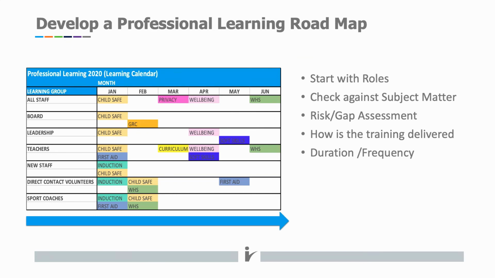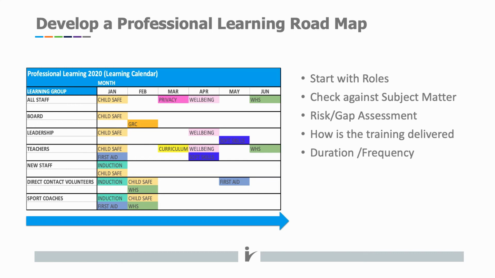Okay, so how do we pull all of this together? Developing a professional learning roadmap is really key here. Using simple training needs analysis tools and looking at your professional learning scope, you can begin to effectively map all learning required in your school and how and when to do it. You need to start with the roles, check it against the subject matter, and perform some risk or gap assessments to measure the consequences of a gap in your professional learning.